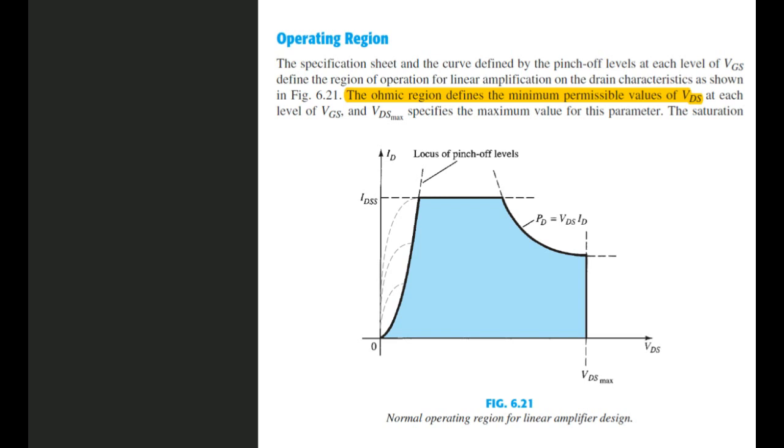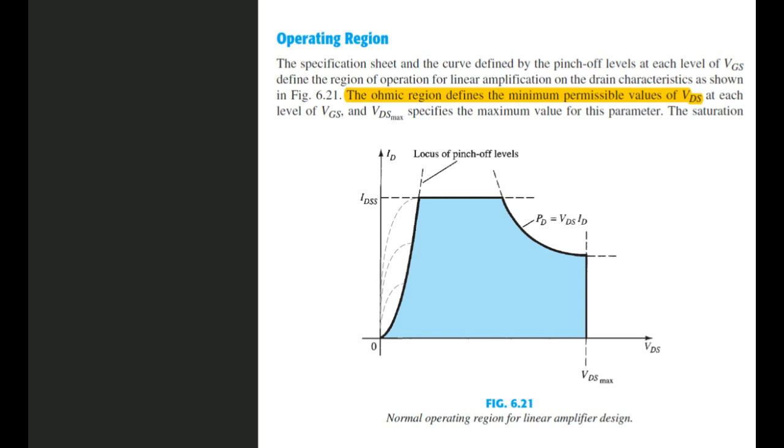So the operating region, the specification sheet, and the curve defined by the pinch off level are defined here in the operating region, and here you can also see the locus of the pinch off level, which we have already discussed at the start of this chapter, in the basics.